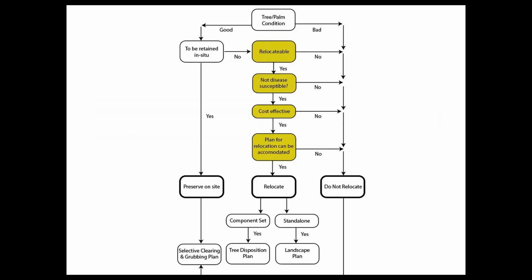We've provided a flowchart in section 229.3.1 as a tool to assist in determining when to retain, relocate, or remove a tree or palm. The department only wants to relocate material that is able to be relocated if it can be accommodated in the plan, if it is cost effective, and if the plant species is not susceptible to disease, including Texas Phoenix palm decline.